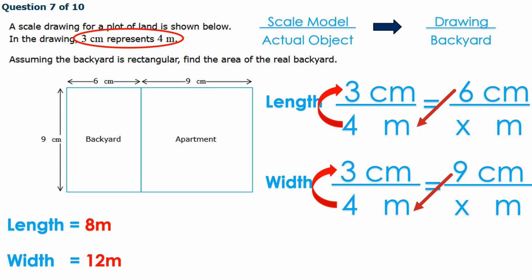So to find the area, we have to multiply the length times the width, and we end up with 8 meters times 12 meters, which gives us 96 meters squared, because an area is always square units.